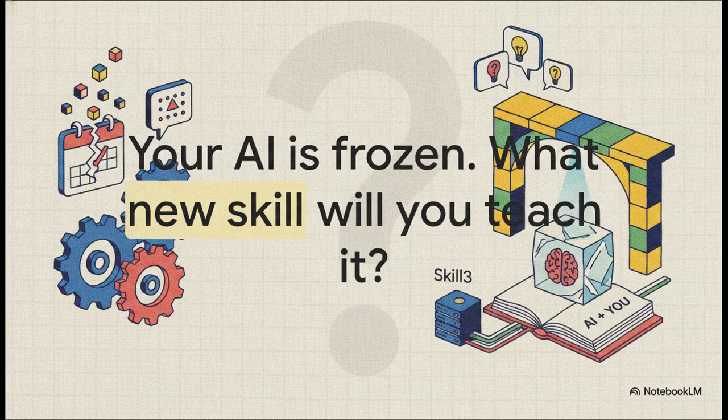Look, the reality is your AI is frozen in time. That cutoff date, it's permanent. But with a tool like Skill3, its ignorance of the present doesn't have to be. You can bridge that knowledge gap locally, securely, and completely automatically. So, what skill will you teach your AI today?